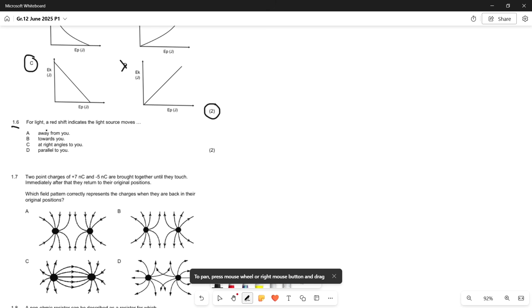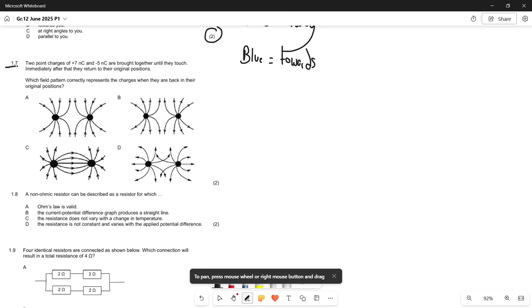Okay, and then 1.6, it says for light, a red shift indicates the light source moves away from you, towards you, at right angles to you, or D, parallel to you. So 1.6 is just a theory question based on our Doppler understanding. All we need to know is that red means away and blue means towards. This is the end section in our Doppler, and therefore at this stage a red shift indicates the light source moves away from us. This is just something we have to know, and it's just a theory question that we can apply and move on. So that is our final answer.